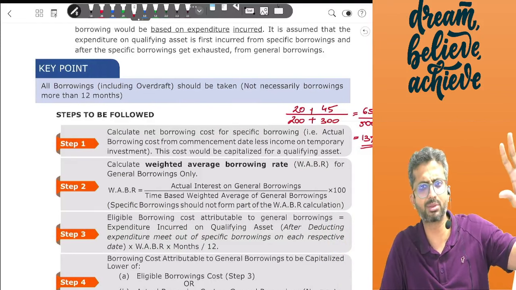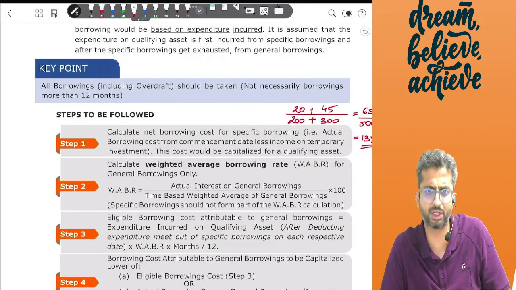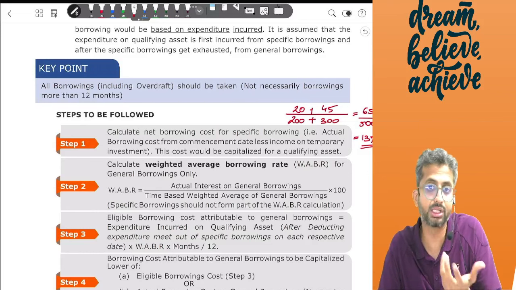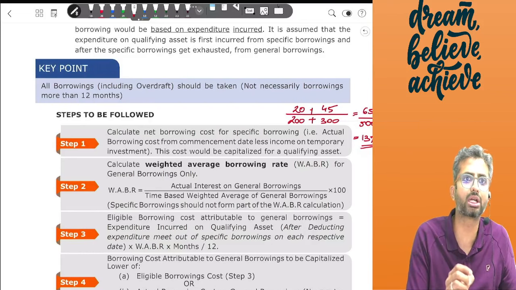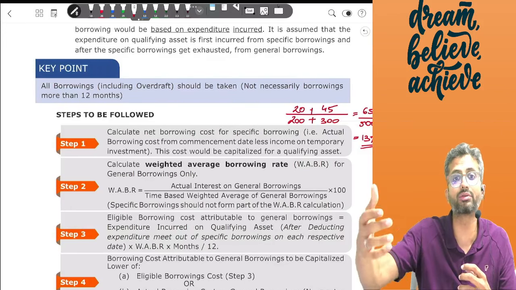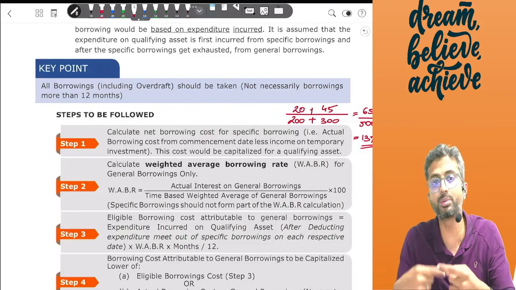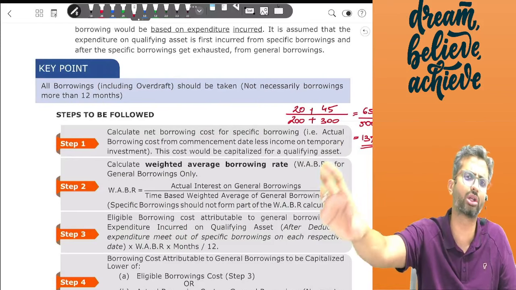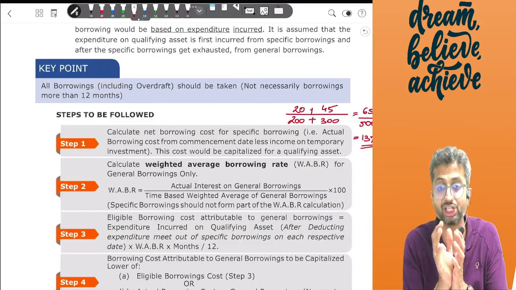So I'm saying that if I'm spending 100 rupees behind a qualifying asset, the first 40 rupees is from specific borrowings. The remaining 60 rupees is from general borrowings. But which general borrowings? Well, I don't know. So I will say that every rupee taken out of the general borrowing has a 13% cost. As a result, if 60 rupees is taken out of the general borrowing, 13% simplistically is going to give you your eligible borrowing cost.